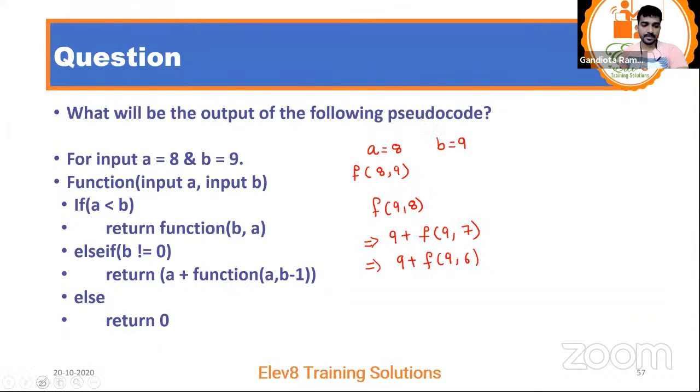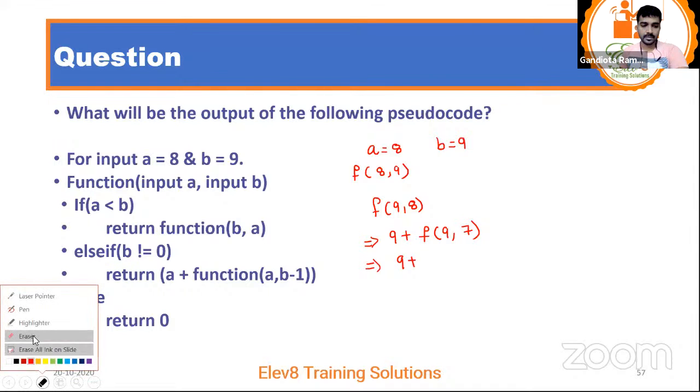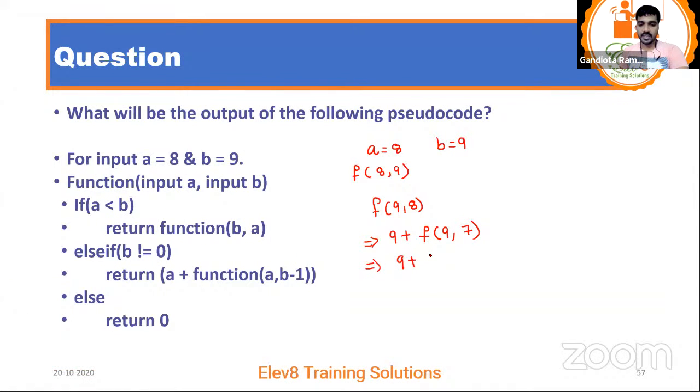Sorry, 1 minute ma. First we need to add that A, right? See, the A value is 9. 9 plus f of 9 comma 6. Next time, 9 plus 9 plus 9 plus f of 9 comma 5. See, you will get that. Yes ma, exactly. You will get the answer: 8 times we get 9.